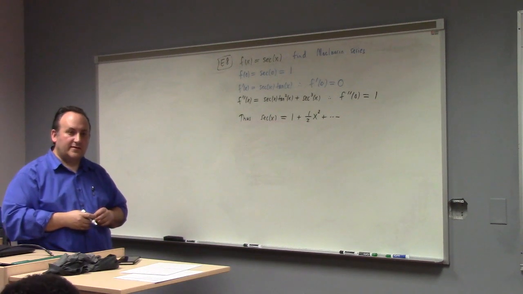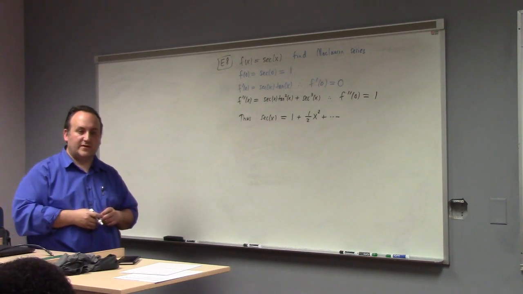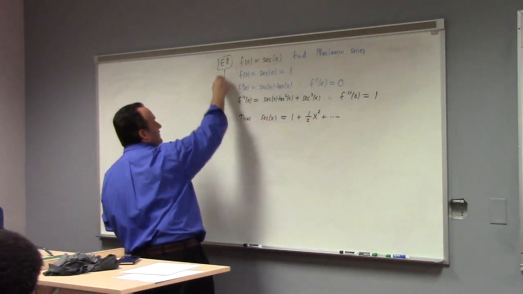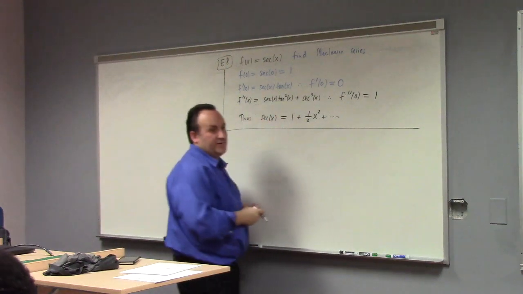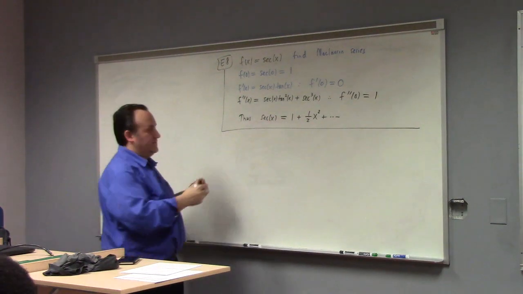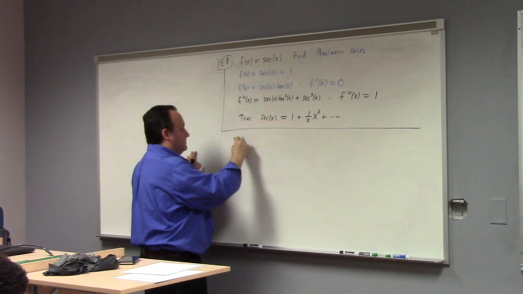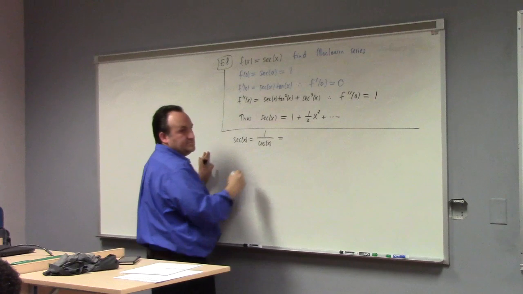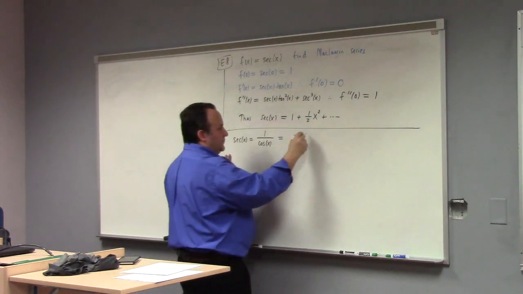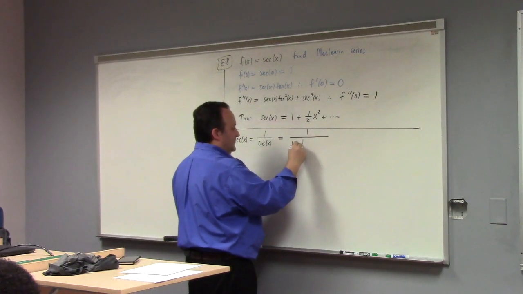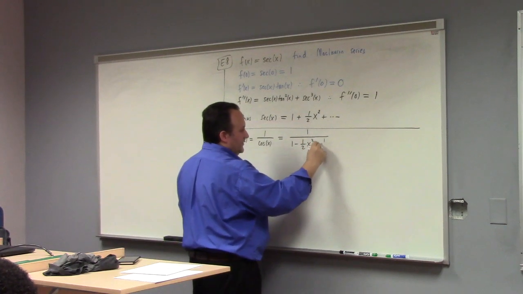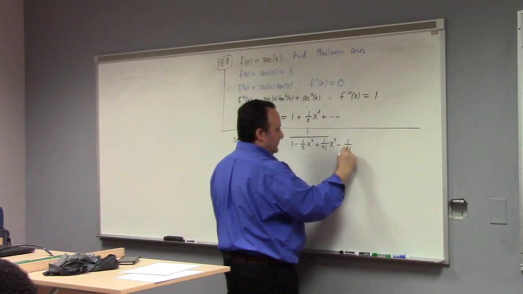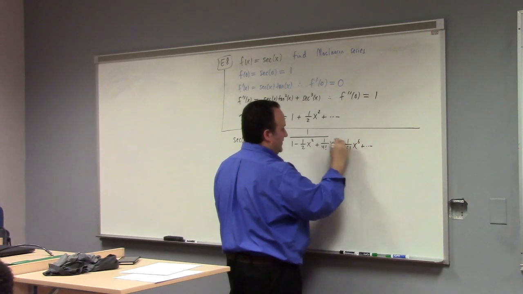Is there another way to find the Maclaurin series for secant? Well, there is. We can do something called division of power series. We know the power series for cosine, right? And secant's 1 over cosine. So check this out. So secant, 1 over cosine, right? What's the power series for cosine? It's 1 over 1 minus 1/2 x squared plus 1 over 4 factorial x to the 4th minus 1 over 6 factorial x to the 6th, and so forth and so on, right?